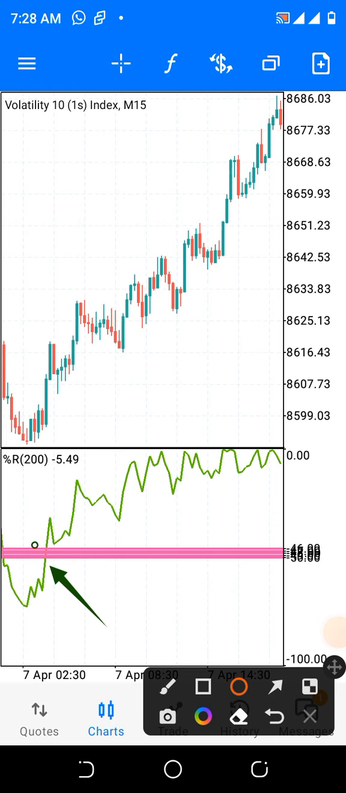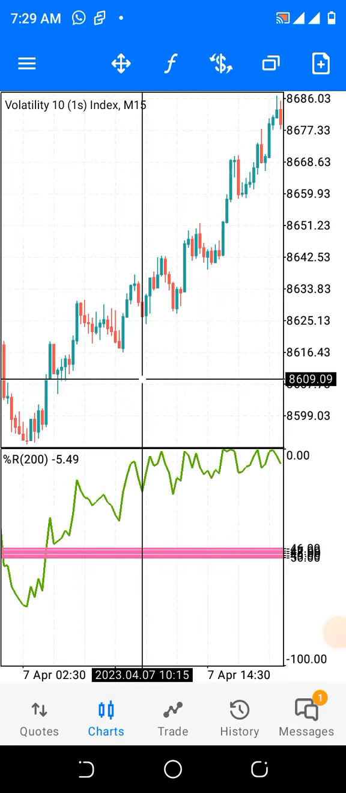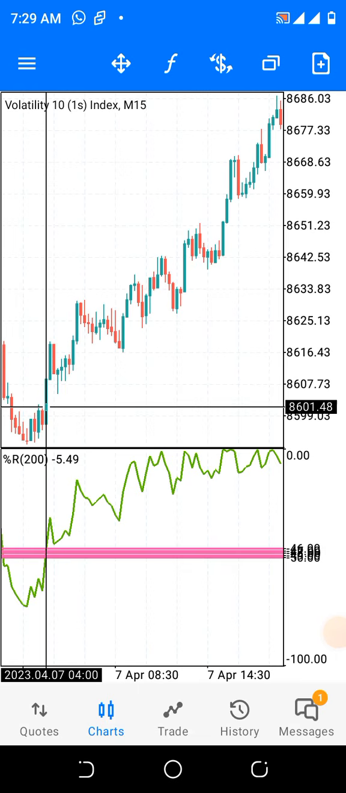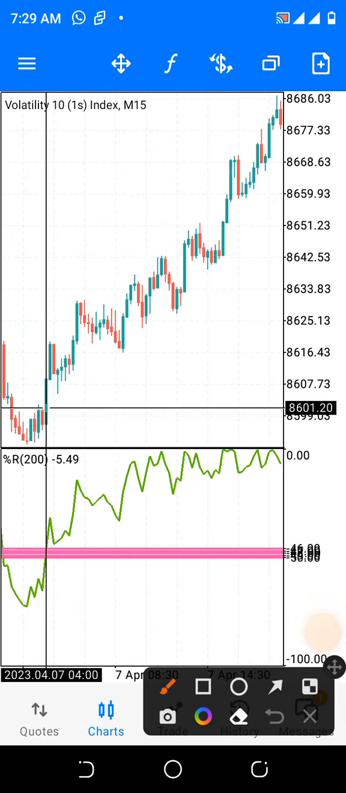Now the point where the crossing occurs, that is where you make your buy entry. Do you understand? So you trace it up. Look at where the crossing occurs here. Are you seeing it? That is the point where you make your buy entry. This is the crossing point here. So you make your buy entry here.